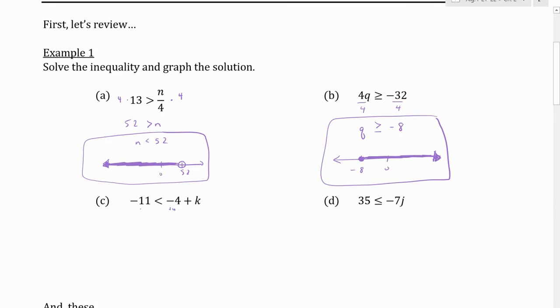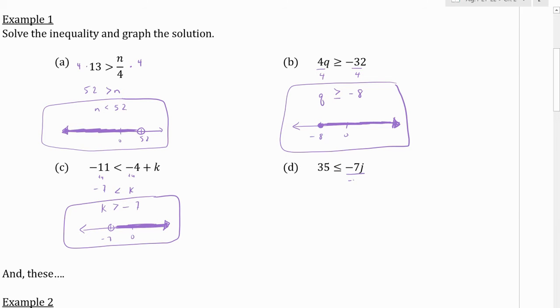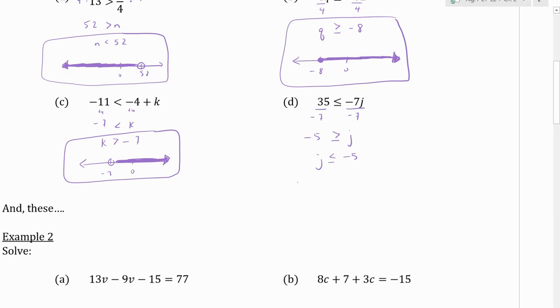Right here, we're going to add 4 to both sides. We want our variable back on the left. If -7 is less than k, k is greater than -7. Okay, divide both sides by -7. That's when we turn the inequality. So there's -5. If -5 is greater than or equal to j, then j is less than or equal to -5.